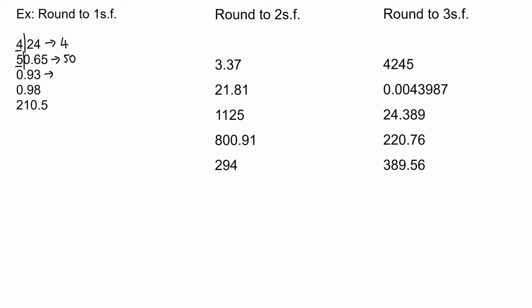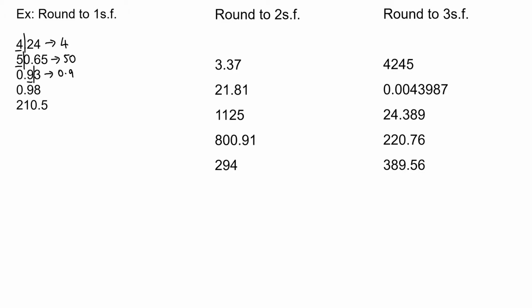0.93. Again, here, the 0 has just been used to place the decimal point. The first significant number is the 9. Cut it off there. And if we look at the number after the line, it's 3. So that tells us to round down. If we round down, that's going to go to 0.9. And that's going to be one significant figure. Okay. Next one's a little bit trickier.